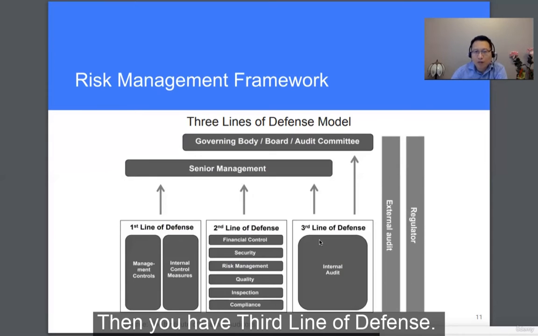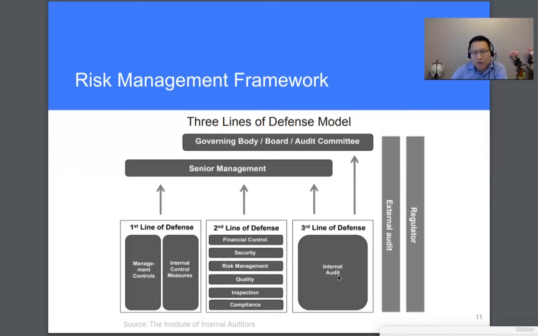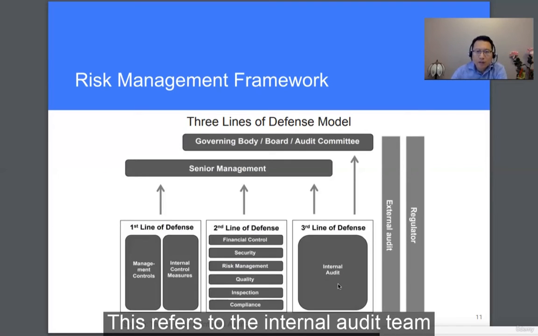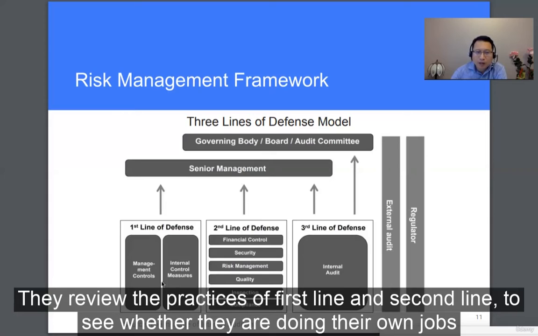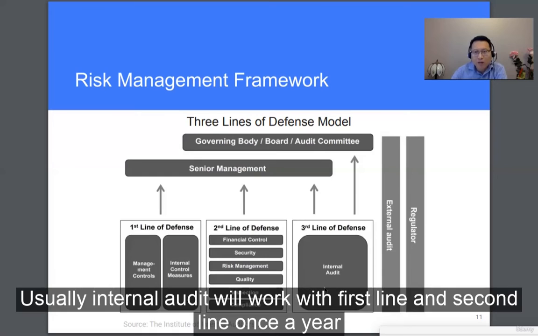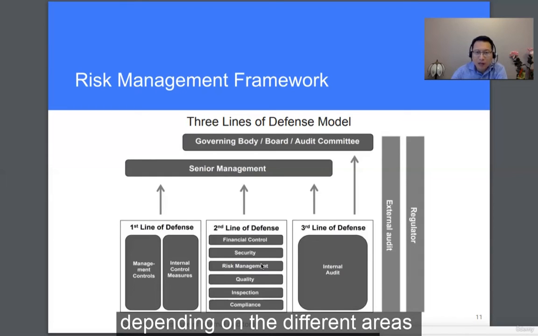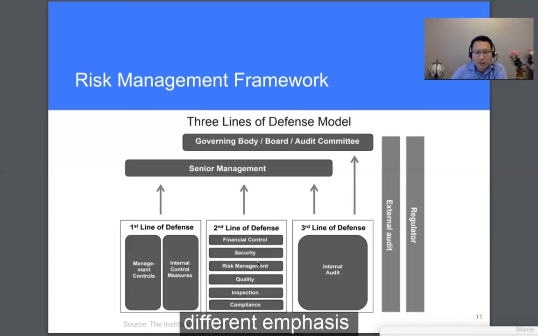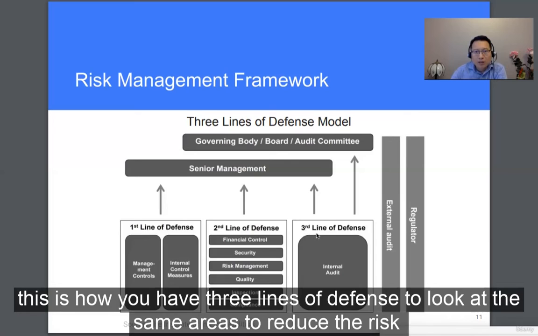Okay, so then you have a third line of defense. This refers to the internal audit team, right? They review the practice of the first line and second line to see whether they are doing their own jobs. Usually the internal audit will work with the first line and second line once a year, depending on the different areas, so different emphasis. So this is how you have three lines of defense to look at the same areas to reduce the risk.